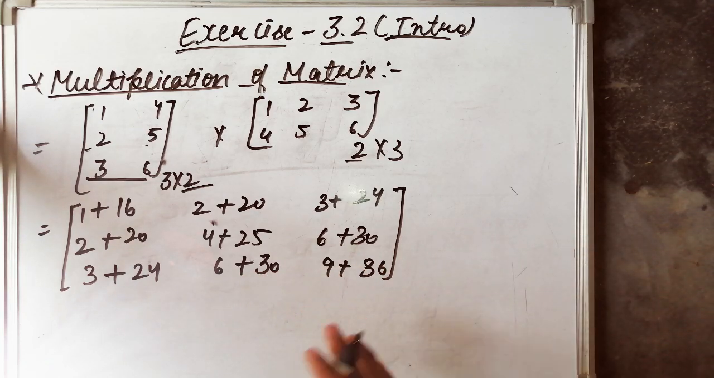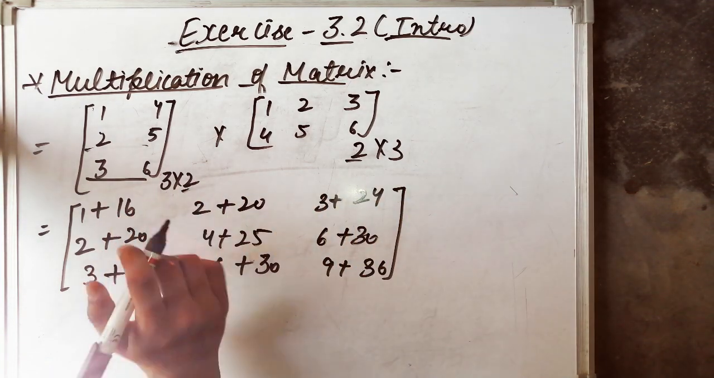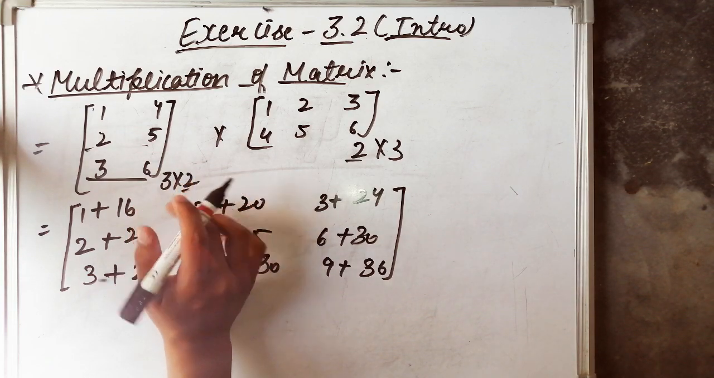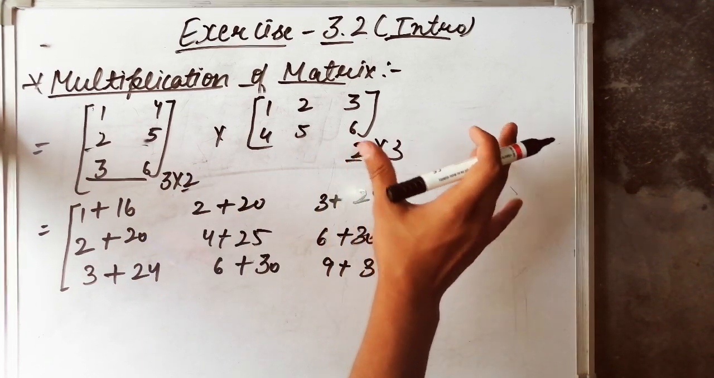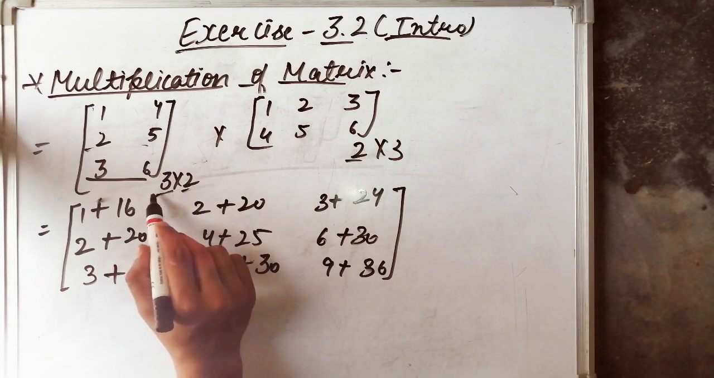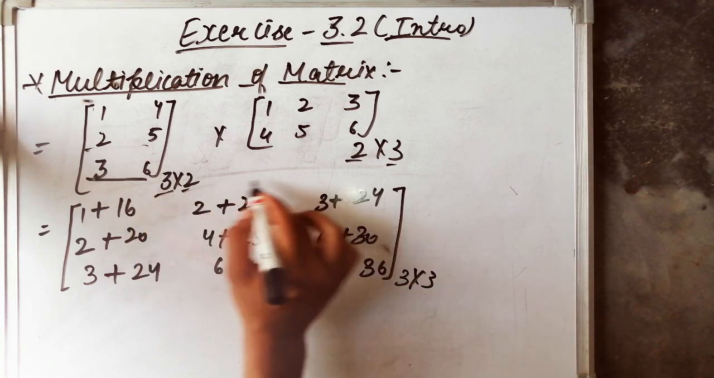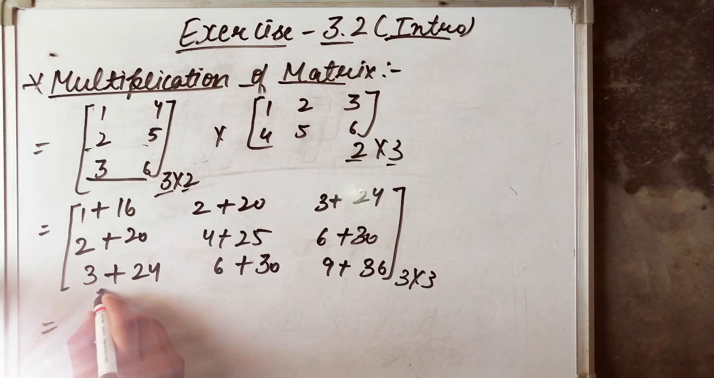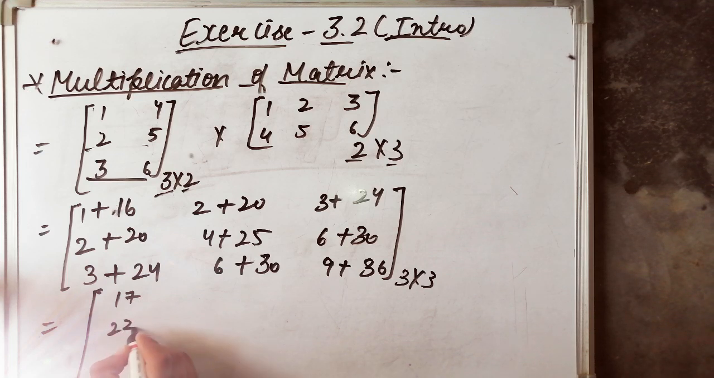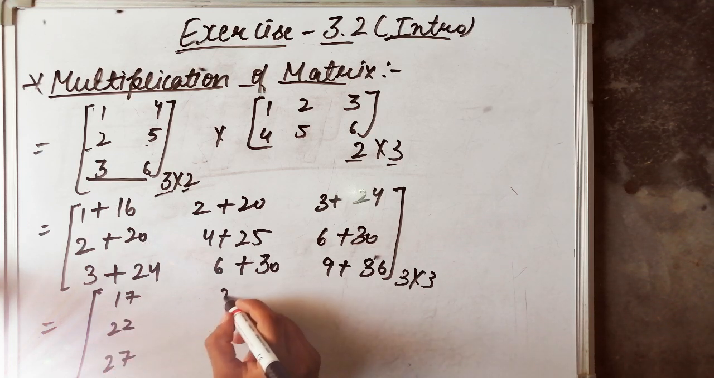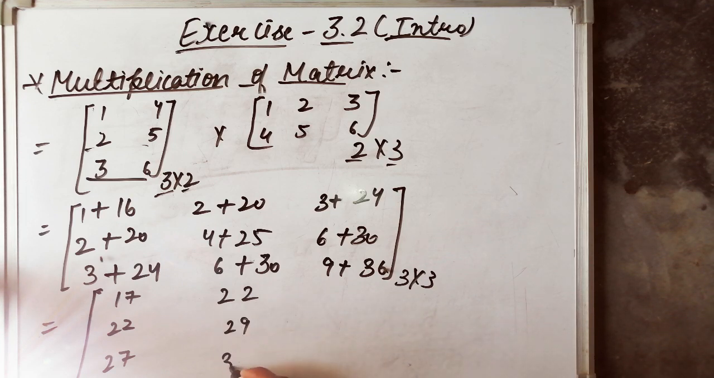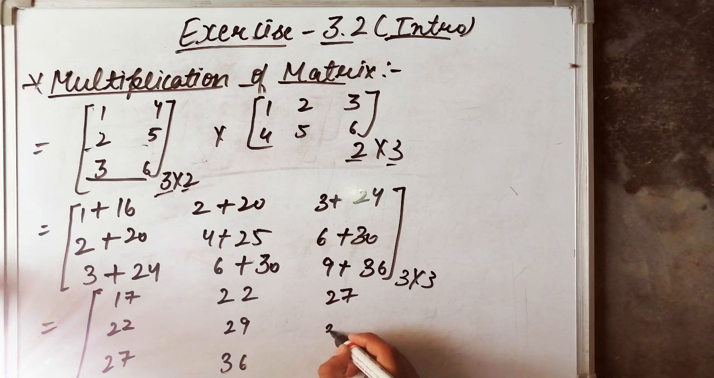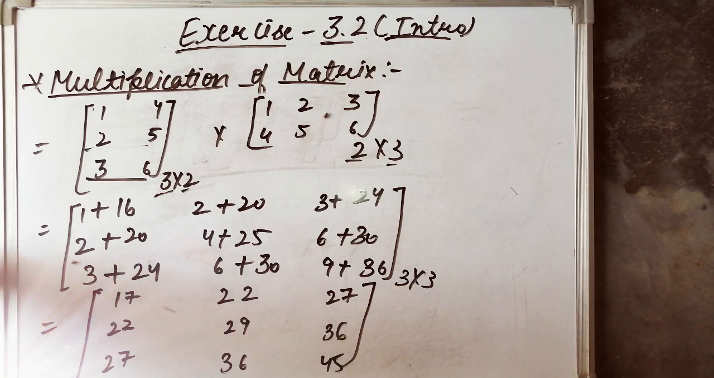And students, note the very important thing which we get after multiplying these two types of matrices: when we multiply matrices of different orders like 3 cross 2 and 2 cross 3, the resulting matrix will always have the number of rows and columns of the outer orders, which is 3 cross 3. You can see here 3 cross 3. We have obtained the matrix of order 3 cross 3 here. Now let's see what we have obtained: 17, 22, 27, and 22, 29, 36, 27, 36, and 45. This is the matrix which we have obtained after multiplying these matrices.